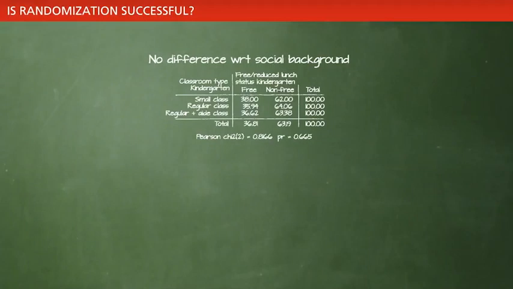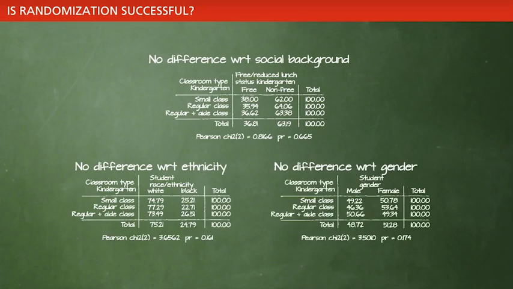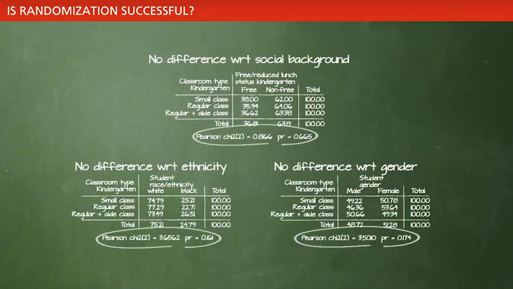To assess this in our example, we show the distribution of whether the students are eligible for free lunch due to low-income parents, ethnicity, and gender. In no cases can we reject the null hypothesis of independence between background characteristics and allocation to treatment groups. Thus, it seems that randomization in Project STAR was indeed successful.